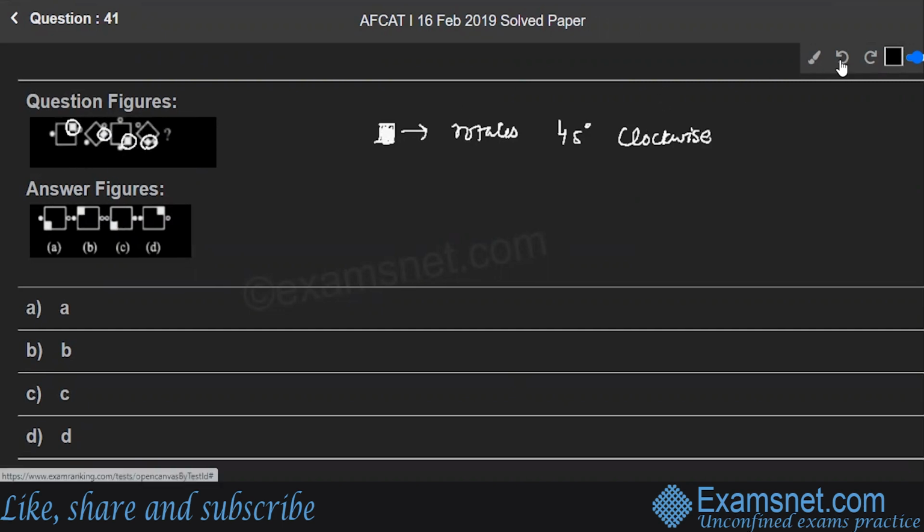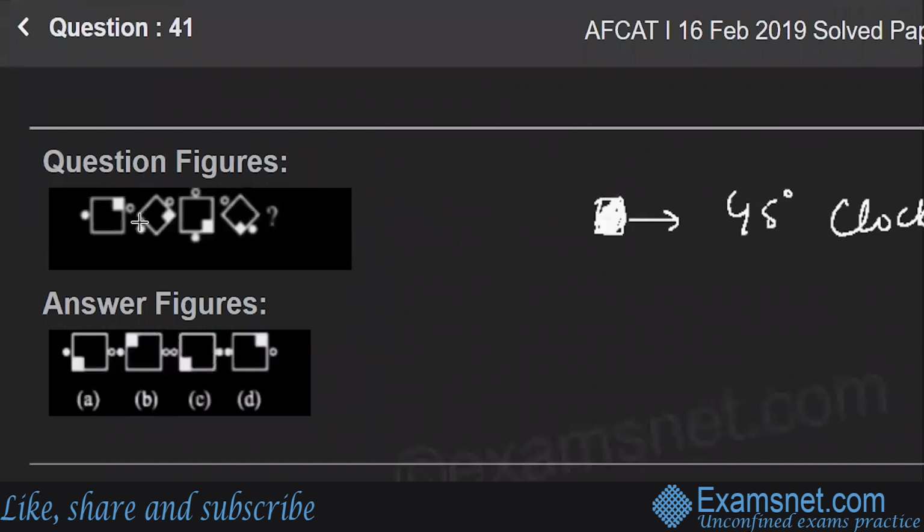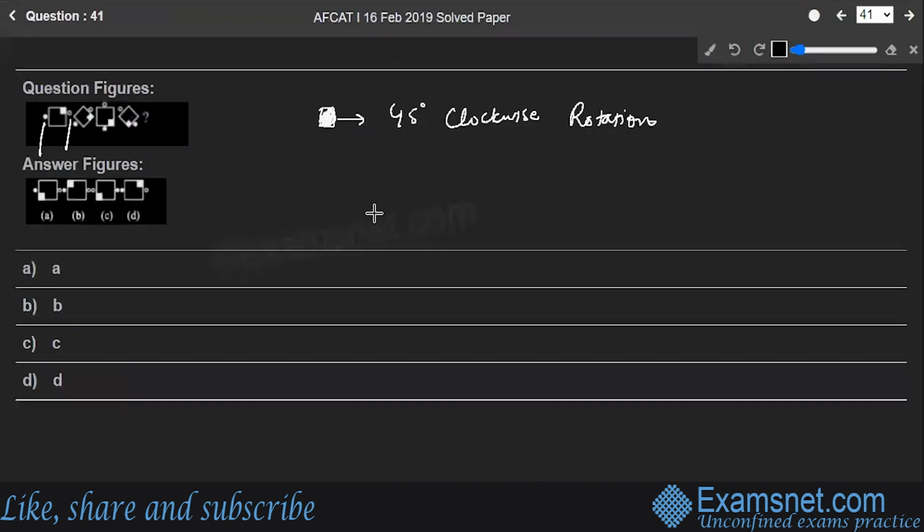Okay, so first thing, this 45-degree clockwise rotation. And then you have two circles. One is a solid circle, and look at these two circles. This circle and this circle. These circles are moving 45-degree anti-clockwise in every step. This and this circle, 45-degree anti-clockwise rotation.